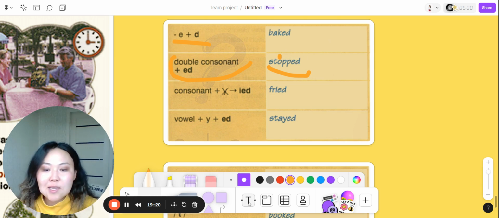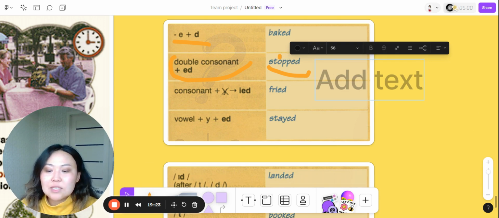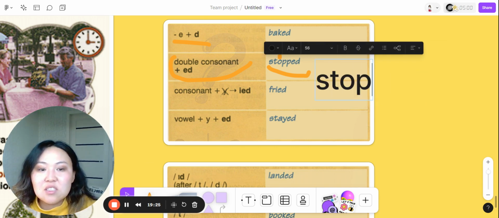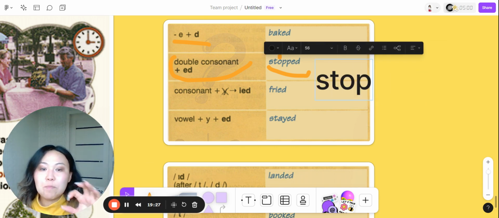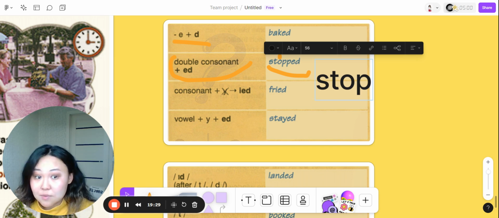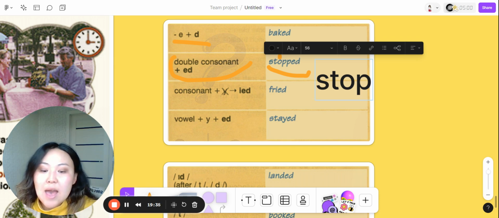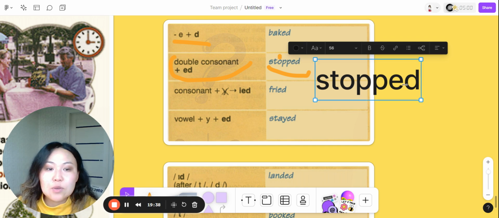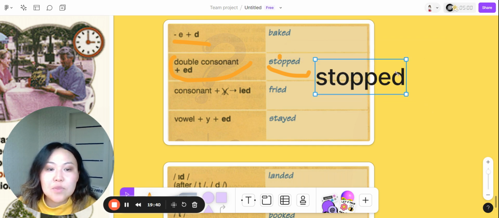I hope it's clear. So I will add one more example. Like we have the verb stop. So it ends with P, which is a consonant. And before P, we have a stressed vowel, stop. So when we add the ed ending, it will be stopped with a double P.